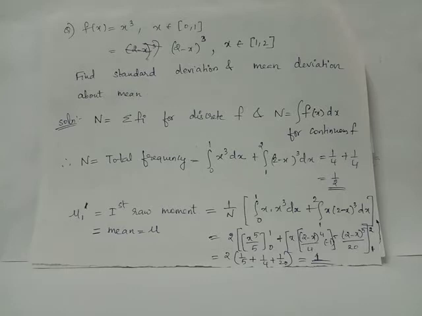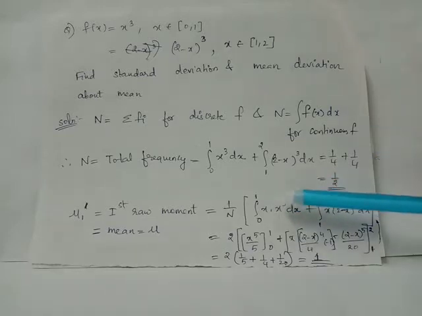The first raw moment, or the mean value, denoted using mu1 dash, is obtained using the formula 1 by N integral x f of x dx. Again we have to split the integral because f of x is defined for two separate intervals. Therefore we have integral 0 to 1 x f of x dx and integral 1 to 2 x f of x dx. In 0 to 1 we have f of x equals x cubed and in 1 to 2 we have f of x equals (2 minus x) the whole cubed.